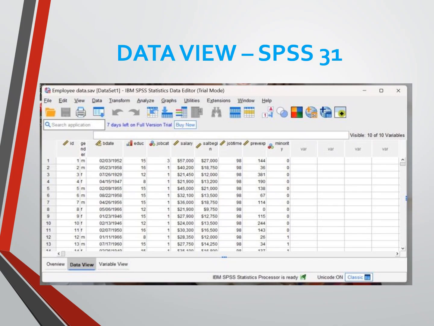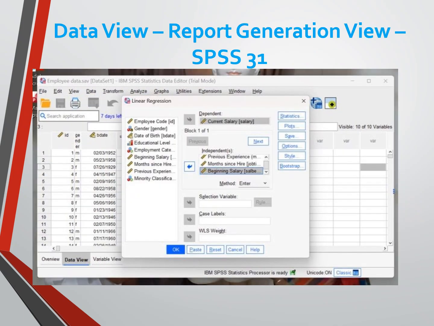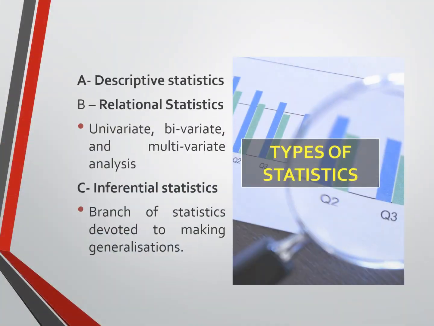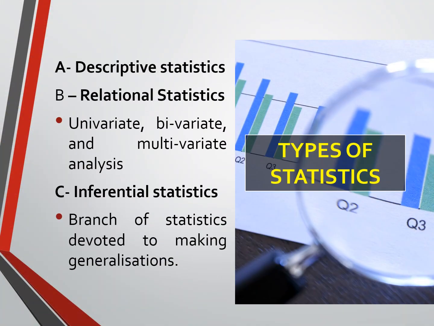Now once we get SPSS 31, we can parallelly create the descriptive database, where you arrange the data based on the current salary and also the beginning salary. It means that when the person joined the company, what was the beginning salary, and now what is the current salary. So descriptive statistics is covered.